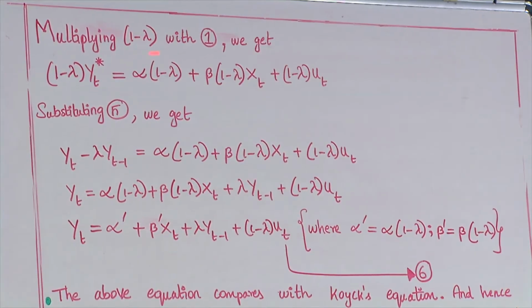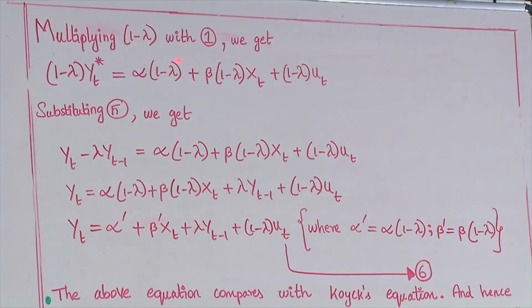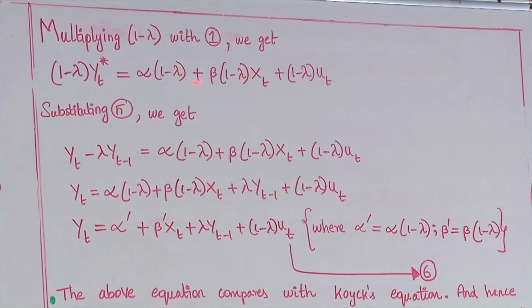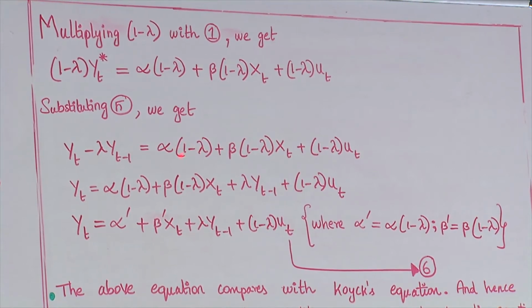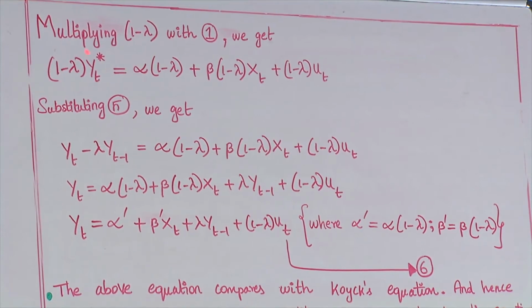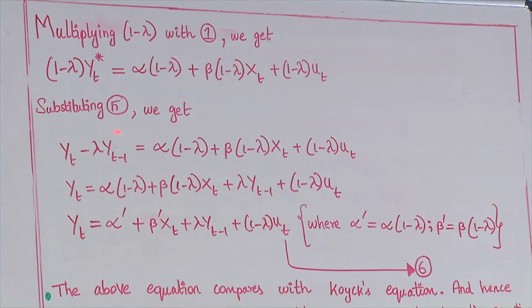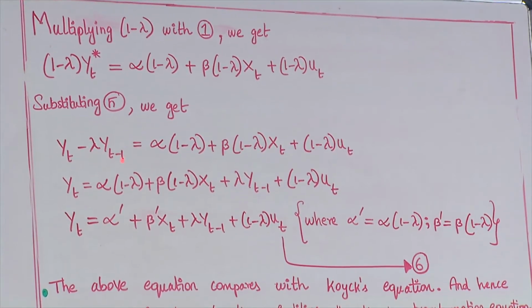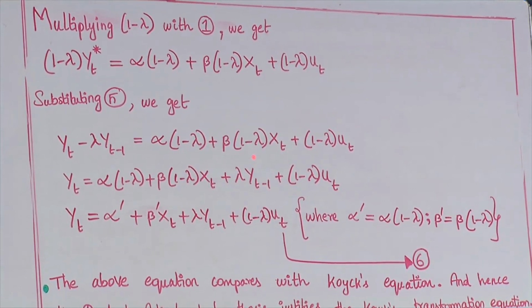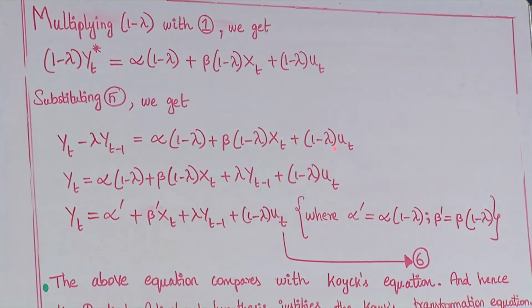The speed of adjustment measures the number of periods it takes for much of the adjustment to take place. Now, let us multiply 1 minus lambda with the first equation, the inventory equation. We multiply both sides by 1 minus lambda, and we get 1 minus lambda yt star is equal to alpha into 1 minus lambda plus beta into 1 minus lambda xt plus 1 minus lambda ut. We are substituting the fifth equation, that is yt minus lambda yt minus 1 is equal to 1 minus lambda yt star. So the equation becomes yt minus lambda yt minus 1 is equal to alpha 1 minus lambda plus beta 1 minus lambda xt plus 1 minus lambda ut.